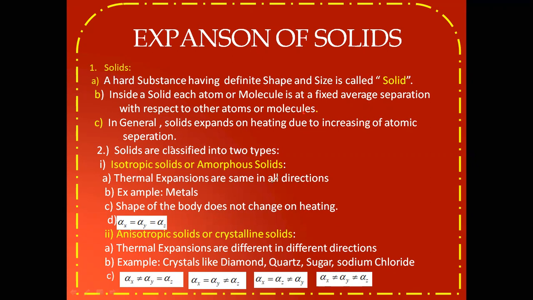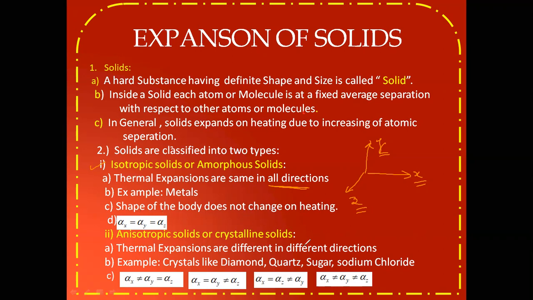So what is meant by direction here? Generally, direction means we take along the x-axis, along the y-axis, and along the z-axis. If the expansions along the x-axis, y-axis and z-axis are the same, then we can say those types of solids come under isotropic solids. In isotropic solids, if you supply heat energy, the shape of the body will not change on heating, because the expansions are the same.